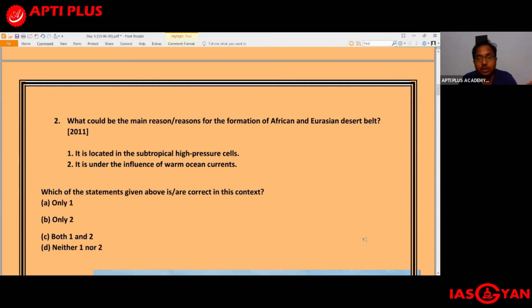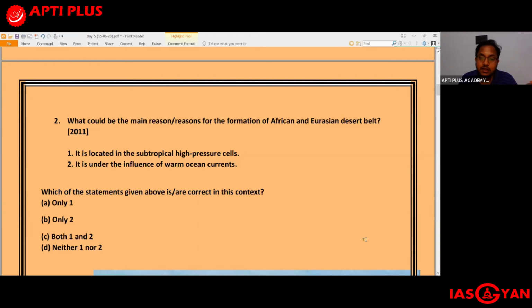Apart from that, because there is no cloud, very little rainfall will also be there. Plus, you have subsiding air. Because the air is subsiding, its relative humidity will decline, and that will give rise to a desiccating effect.